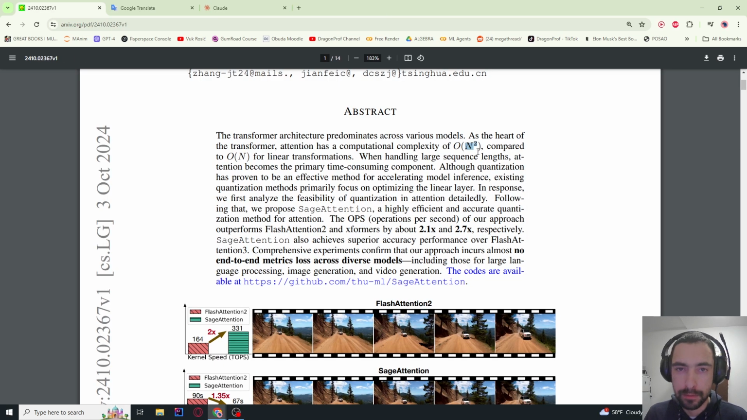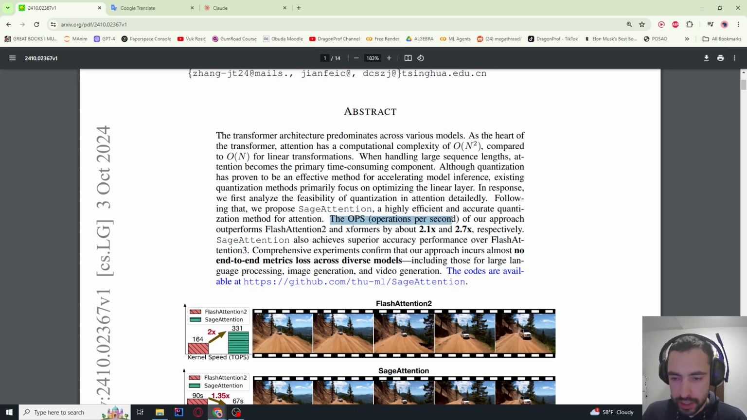They start by explaining that in the attention mechanism there is n-square scaling. So each token needs to attend to every other token. So if we have a long context window, a long sequence of tokens, this becomes the primary time-consuming component of the transformer. And then existing quantization methods primarily focus on optimizing the linear layer. But their new method, SageAttention, focuses on quantization of attention.